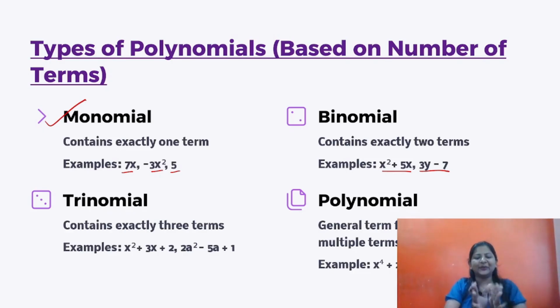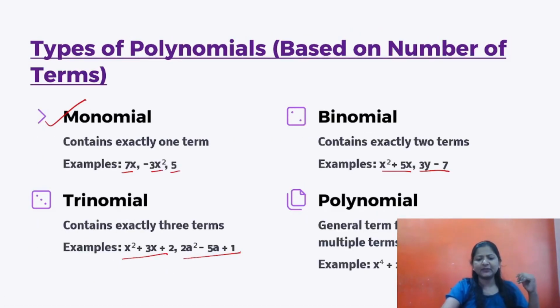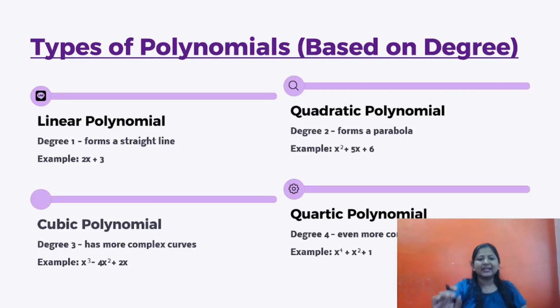Yeah, it's fine now. If it has three terms, then that is a trinomial. As we already know, having many terms is nothing but a polynomial. Understood? Those are the types of polynomial based on the number of terms. Now let's come to the next thing, types of polynomial based on degree. If you remember what degree is, I have already discussed it.